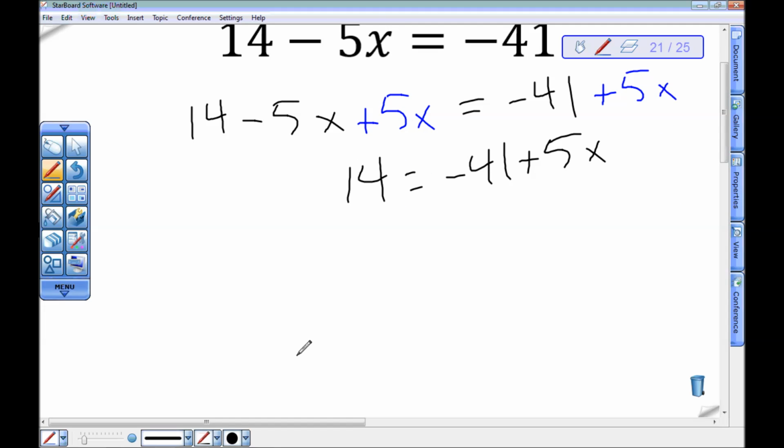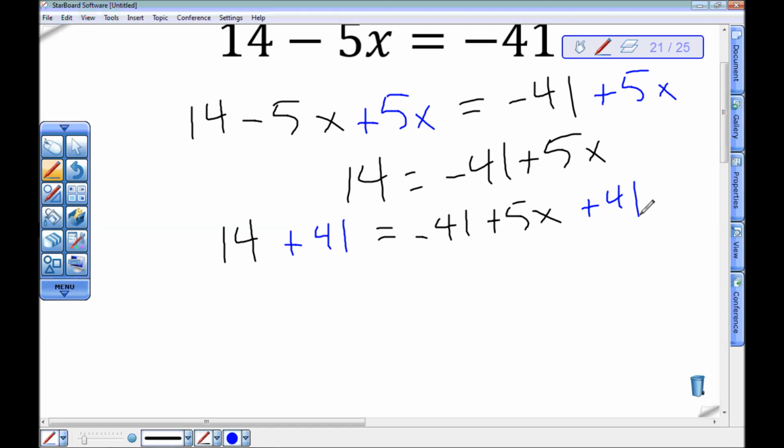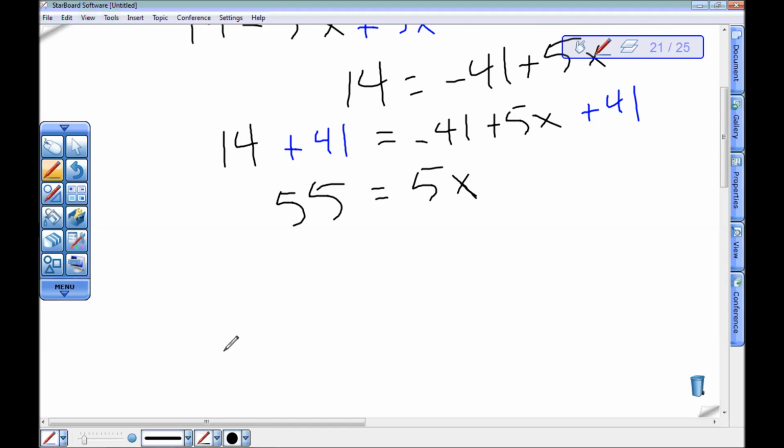Okay, now I sure wish that that 5x was by itself. So I'm going to move the negative 41, and I'm going to do that by adding 41. Plus 41, and this equals negative 41 plus 5x, and then plus 41. Notice that negative 41 plus 41 gives me 0, so I know that I did the right thing on the right-hand side. 14 plus 41 is 55, equals 5x. And now I'm ready to divide to get my coefficient to 1.